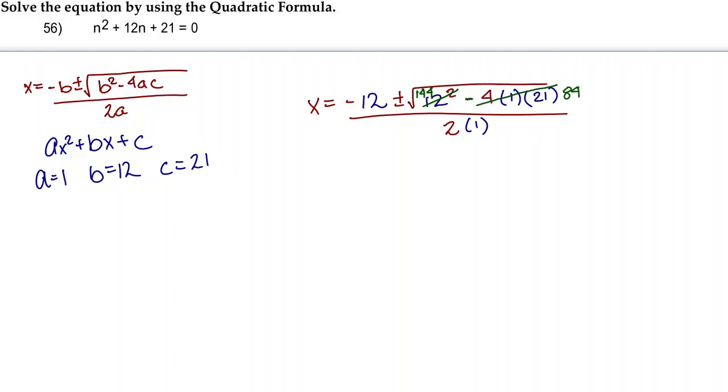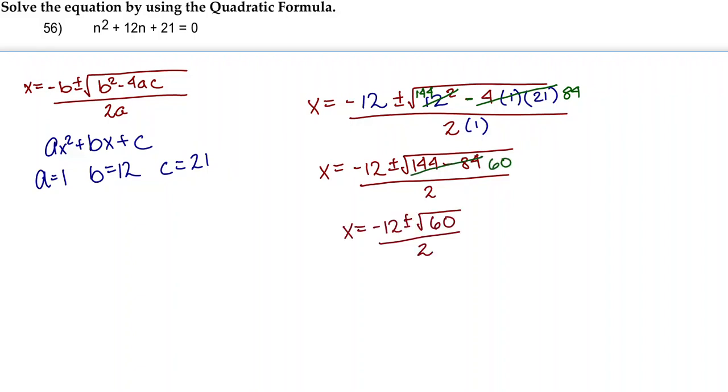So let's go ahead and rewrite what we have so far. We have x equals negative 12 still, plus or minus the square root of 144 minus 84 over, and then I'm just going to write 2 here because 2 times 1 is just 2. So 144 minus 84 is 60. So this is actually the square root of 60.